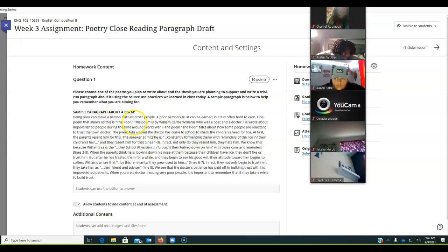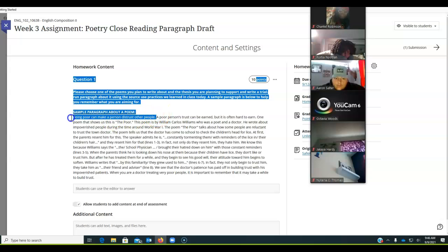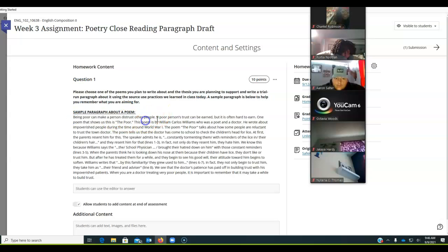Okay? The first thing we have is a topic sentence. After that, we have a couple of sentences talking just about what the poem is about. We give the title in one sentence and we capitalize it and put it in quotation marks. Then we have another sentence introducing the author.